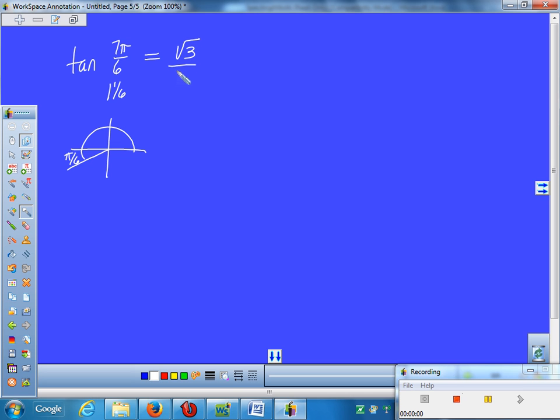Now, where do I need to check to avoid losing a half a point? Negative and positive. You self-check positive, negative. Tangent's positive in the third quadrant, but you do need to check.